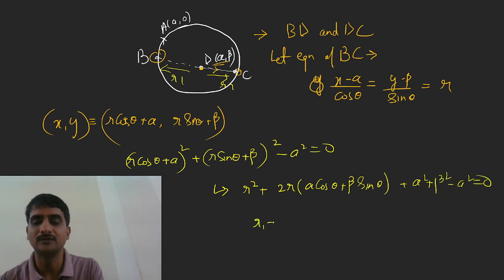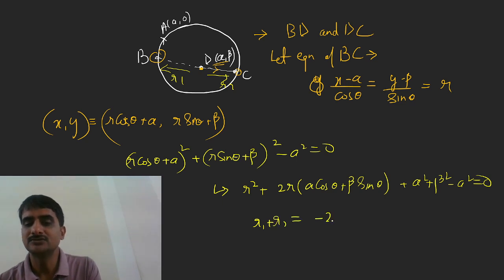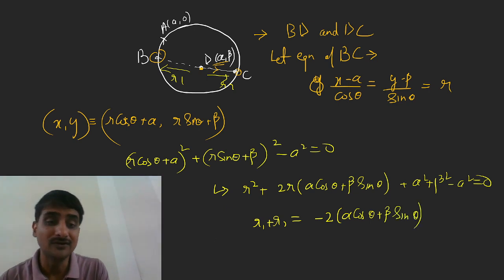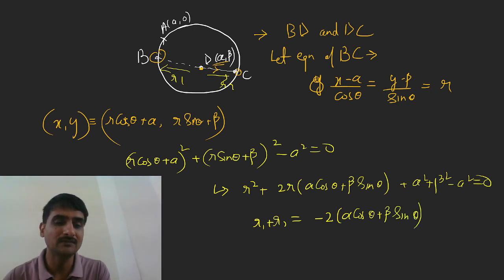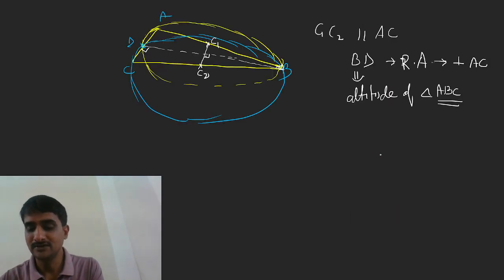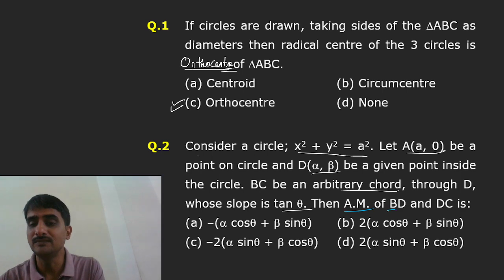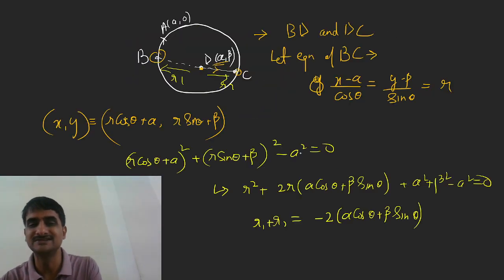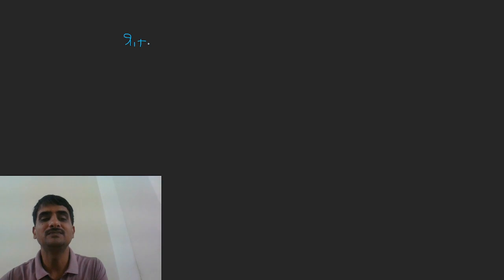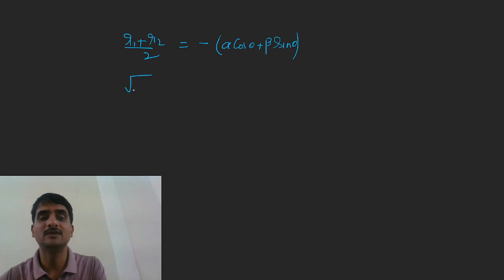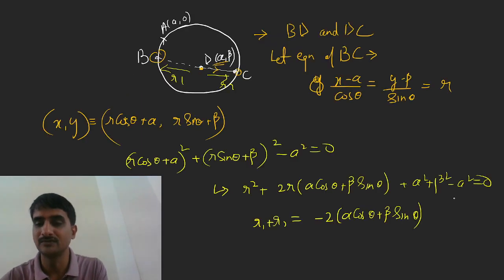Now see, R1 plus R2, the sum of roots, is minus 2 times (alpha cos theta plus beta sine theta). Now what do we need? We need the arithmetic mean of BD and DC. So the arithmetic mean of BD and DC is (BD plus DC) by 2. So this is nothing but minus (alpha cos theta plus beta sine theta). Similarly, if the answer had been the GM of BD and DC, it would have been the square root of R1 into R2, which is the square root of alpha square plus beta square minus a square.